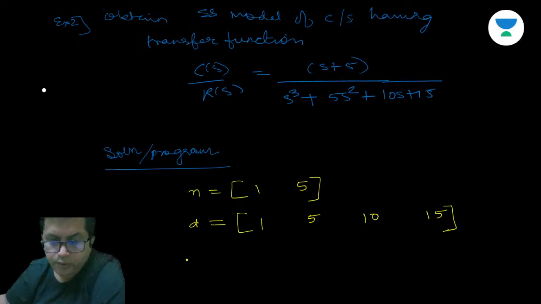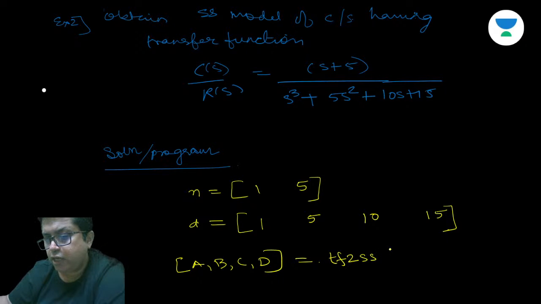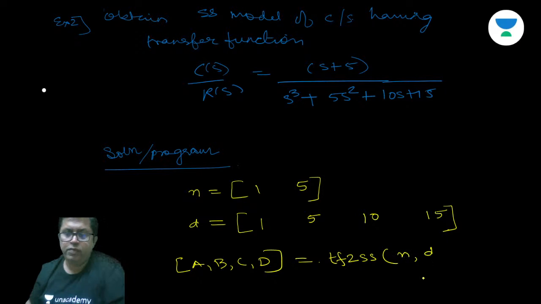Okay, then I will write down a comma b comma c comma d is equal to transfer function to steady state n comma d, n comma d.